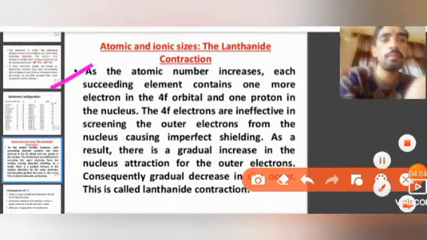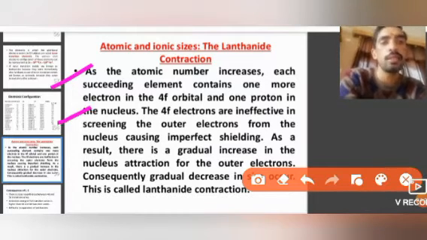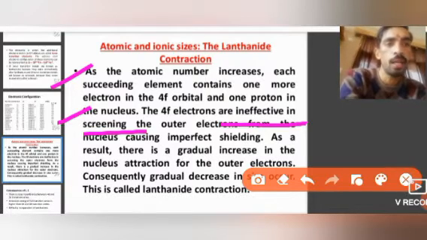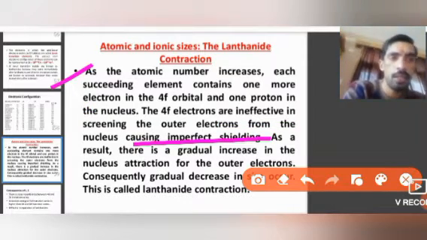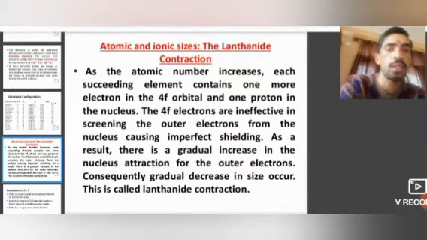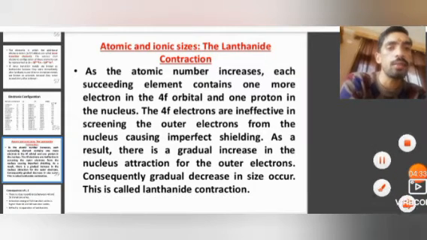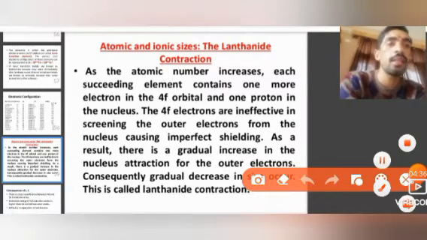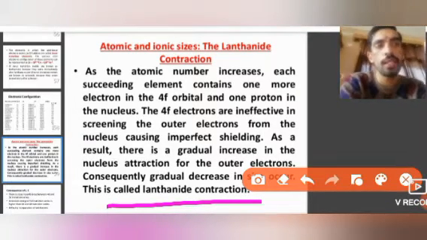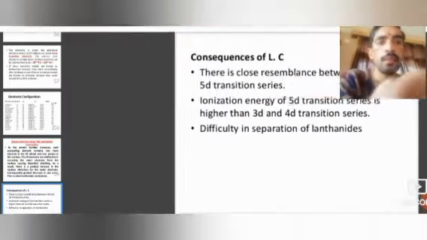As the atomic number increases, each successive element contains one more electron in the 4f orbital and one proton in the nucleus. Because of this extra proton in the nucleus, the 4f orbital electrons are ineffective in screening the other electrons from the nucleus, which causes imperfect shielding. As a result, there is a gradual increase in the nuclear attraction for the other electrons also. Consequently, what is happening in the end? A gradual decrease in size occurs with the increase in atomic number. That is called lanthanide contraction. The same thing is there in actinides also, which is called actinide contraction. That we will study in the next group.